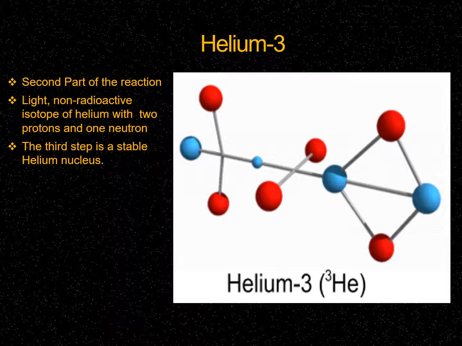The third reaction is when the two helium-3 nuclei hit each other to produce a stable helium nucleus, which has two protons and two neutrons. So it takes three of these nuclear fusions happening in the core of the sun to turn four proton nuclei into a single helium nucleus. The energy-richest photons that they produce are called gamma rays.